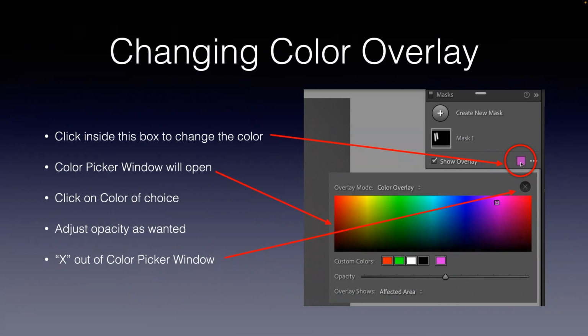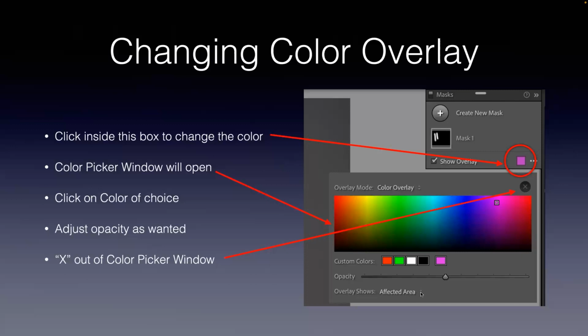If I simply click inside that box, it opens up this window, and I can pick any color inside this rainbow area by just clicking wherever it is, or I could choose from one of the boxes down here. I can adjust the opacity, make it more opaque or less opaque. I can choose whether it affects the affected area. So whatever those sliders are going to affect, that would be covered, which is the default, I believe. Or you can click the two little arrows and see what other options are available.